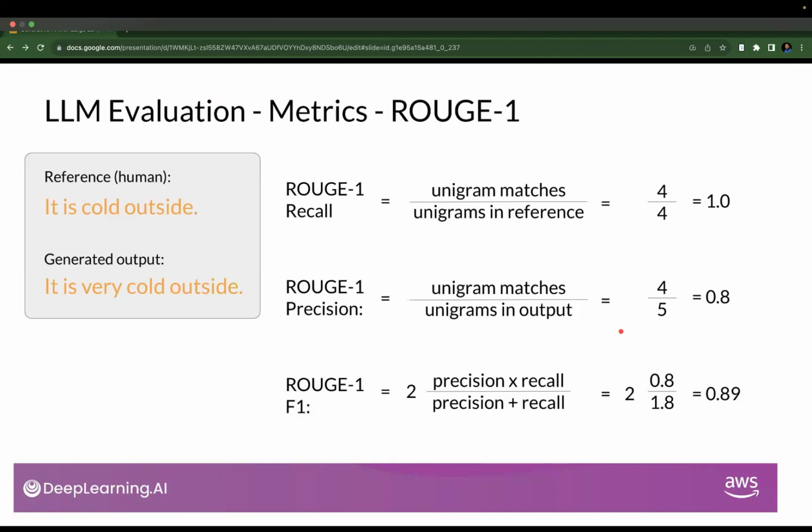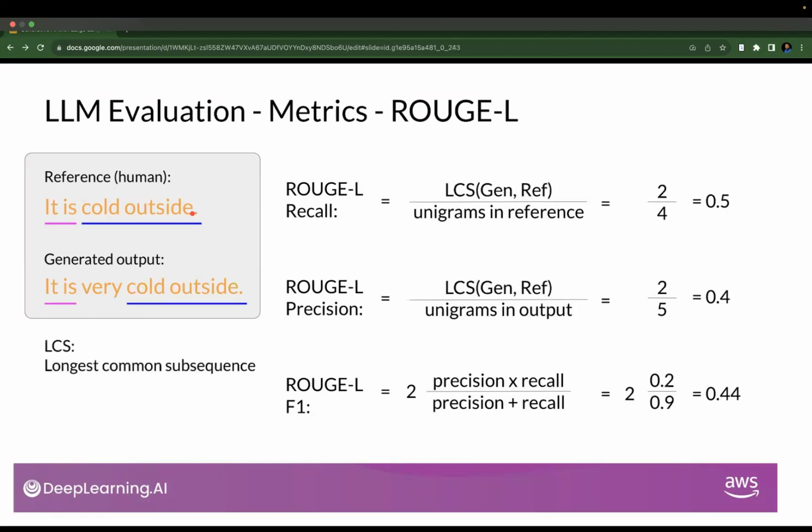Similarly, for ROUGE-2, we take the bigrams. For example, it is will be one bigram, is cold is the second bigram, and cold outside is the third bigram in the human reference. Similarly, ROUGE-3 will take trigrams, and ROUGE-n will take n-grams, which are consecutive tokens or words.